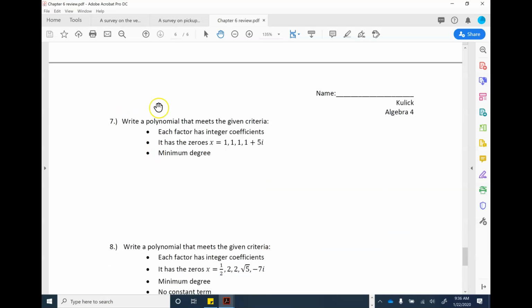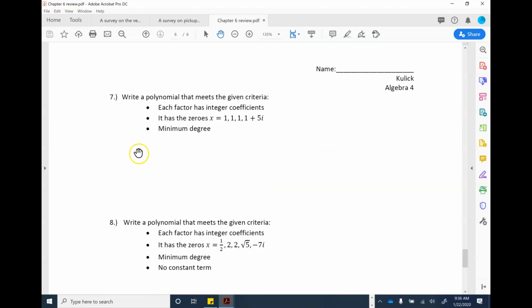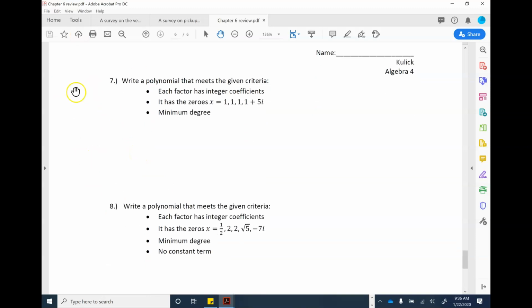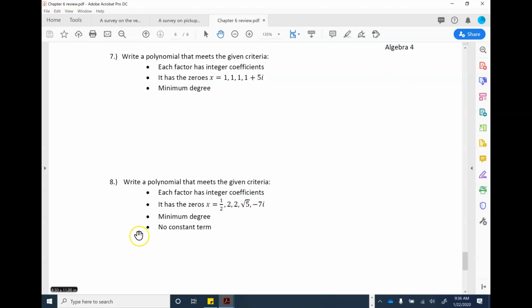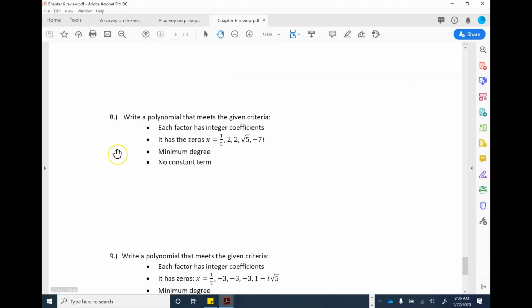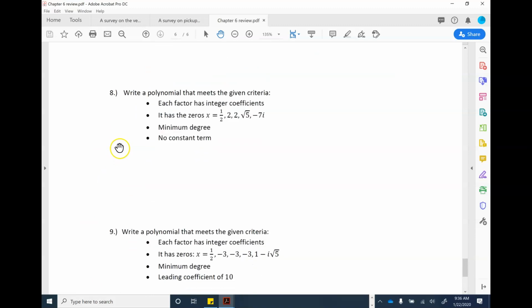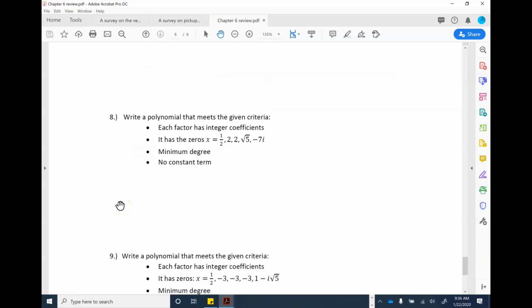And then the last 3 problems on the review are just like the last 3 problems from the previous homework, where I give you some criteria and ask you to write the polynomial that meets those criteria. And you'll have one of those to do on the test. Everybody okay with that idea?